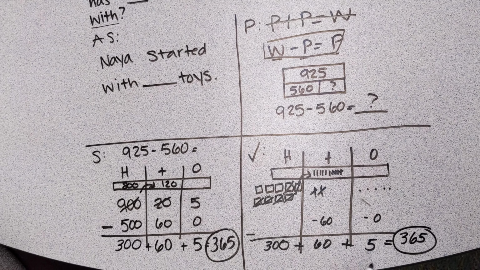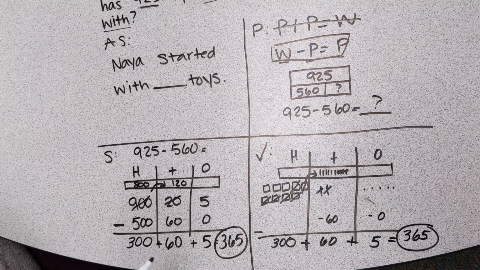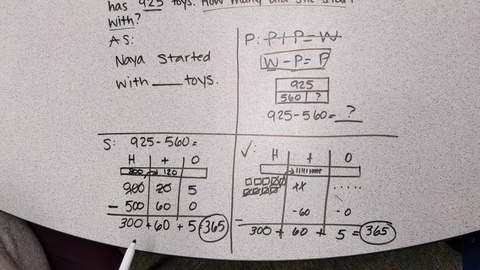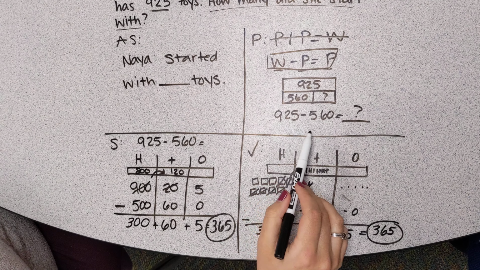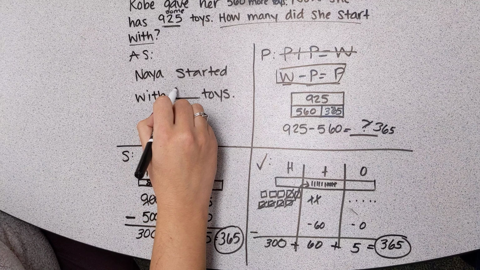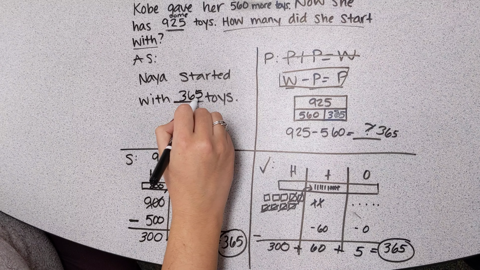Do my answers match? Yes. That means I did my calculations right, and I can go back and fill in my blanks. 925 minus 560 equals 365. My missing number was 365. And Naya started with 365 toys.